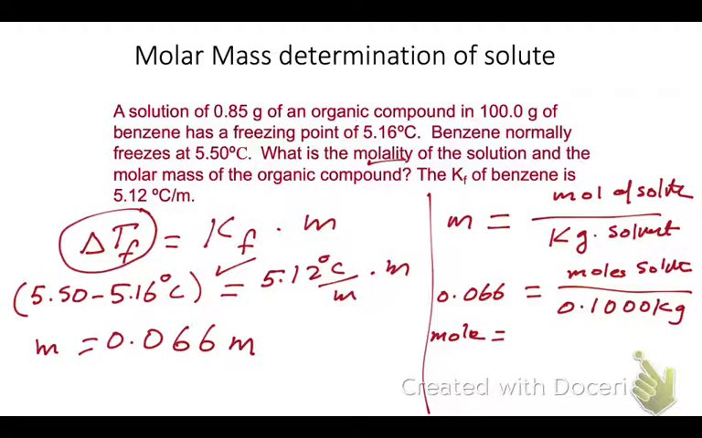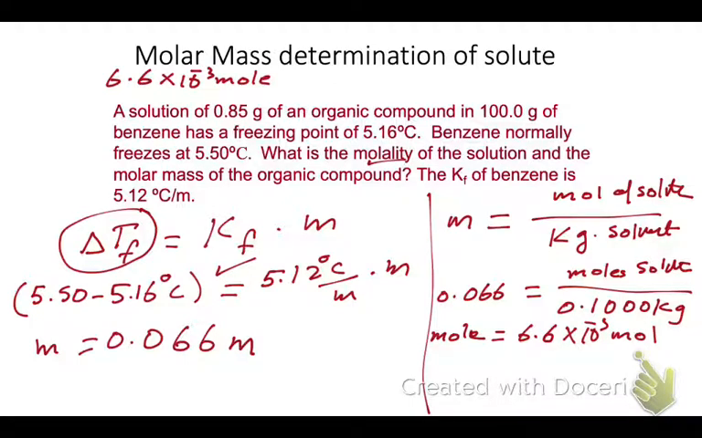Now the number of moles will be calculated as 0.066 times 0.1, and that will be 6.6 times 10 to the negative 3 moles. Now that I have moles of my compound, I'm going to put it up here to finish it so you guys can see it. I have 6.6 times 10 to the negative 3 moles, right?